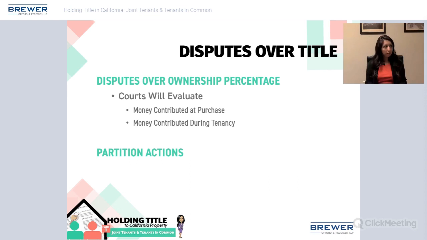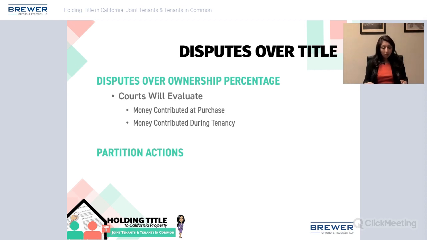A partition action is basically one tenant going to the court and saying, hey, I want to do something about this. I either want to sell the property, I want reimbursement, or I want my interest in the property to be higher than the other person. So I need you, court, to help me out. And what the court's going to do is first they're going to look at your ownership interest and see if you are 50-50, 70-30, 60-40, however. And first it'll determine, okay, this is how you each own the property.